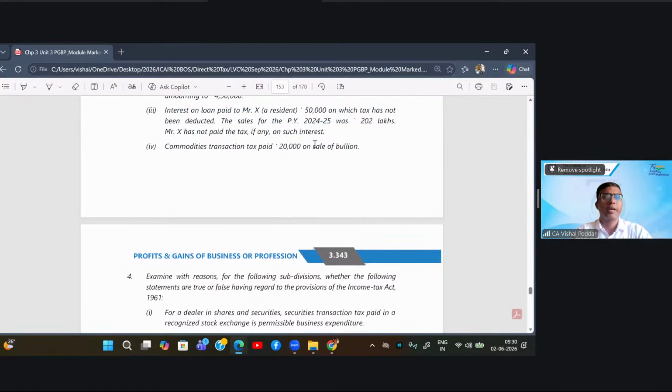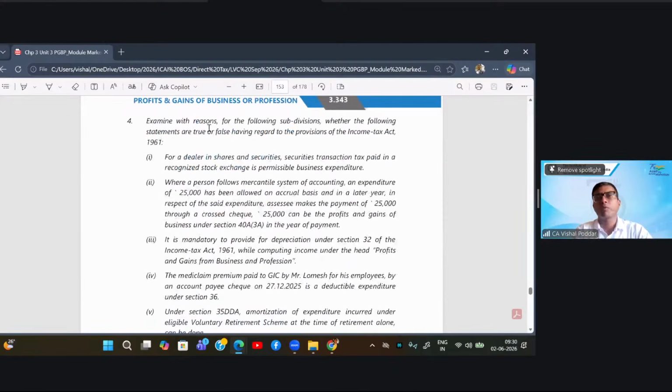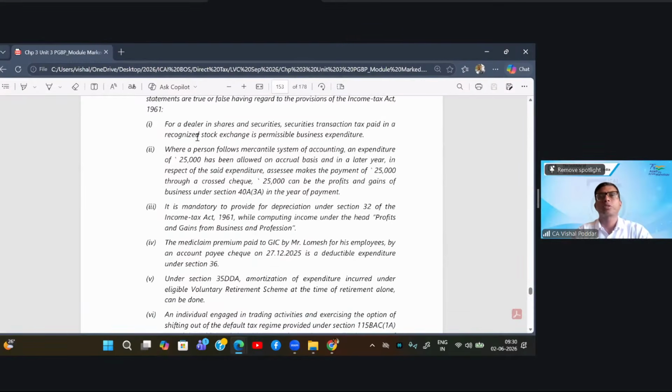Then, commodities transaction tax paid on sale of bullion. Again, you'll have to check whether all the four conditions are satisfied. See, you have such types of questions now. Examine the reasons for the following statements, whether they are true as far as the Income Tax Act provisions are concerned. Again, the same type of questions are given, for example, a dealer of shares, STT paid is permissible. Now you have to first check whether it is permissible. If your answer is yes, it is permissible, then the statement will be true. If your answer is it is not permissible, then the statement will become false. So students, this is how you will get comprehensive sums.